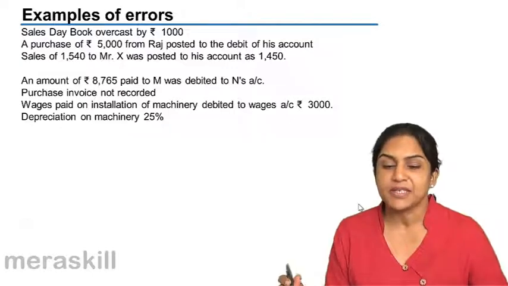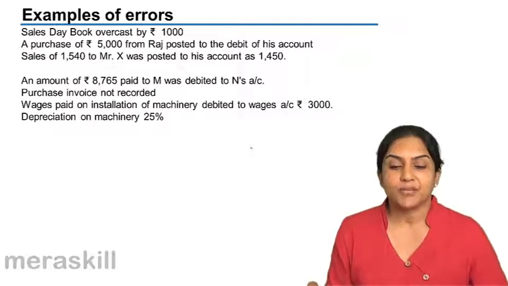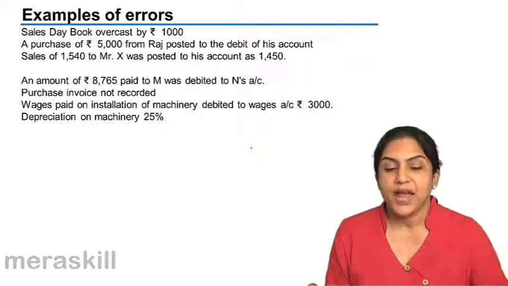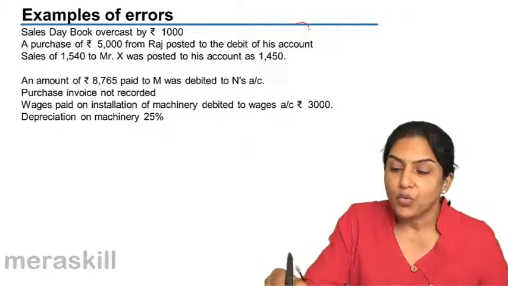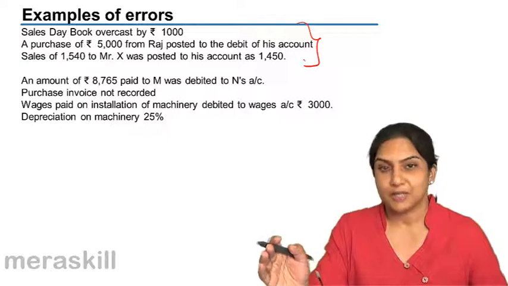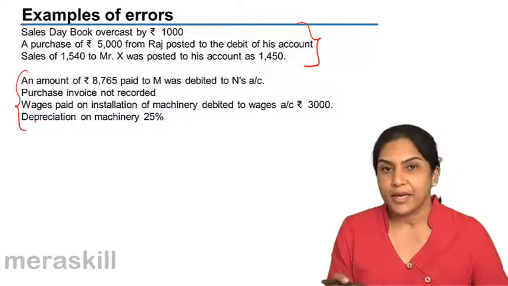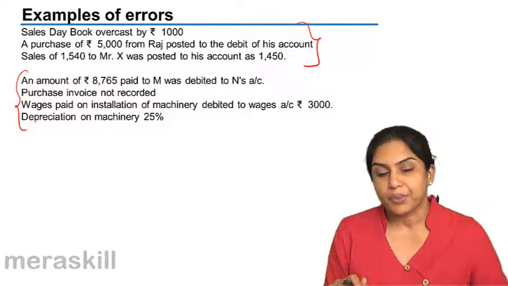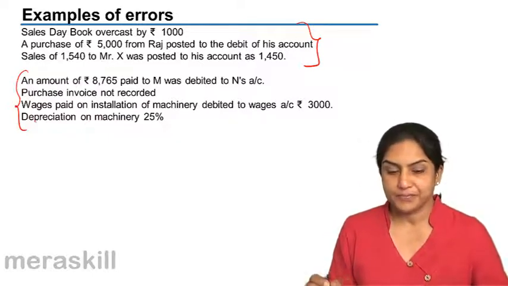We could take the same set of entries. The sales day book was overcast by 1000. Purchase of 5000 was posted to the debit of his account, and sales of 1540 to X was posted to his account. These were all one-sided errors. Now we will pass entries through the suspense account. As far as the two-sided errors were concerned, the entries will be exactly the same, whether they were before preparation of trial balance or after preparation of trial balance.